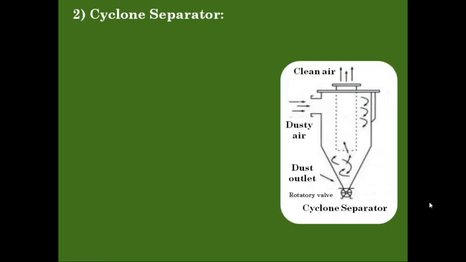A cyclone separator is a vertically elongated chamber made up of metal, and from top to down, the diameter of the cyclone separator decreases. So the bottom point of the cyclone separator tapers at the end, forming a hopper-like structure where dust particles are collected.